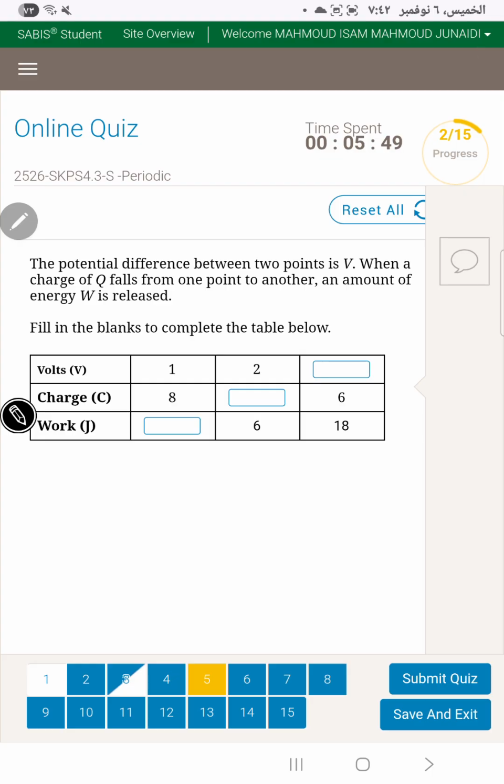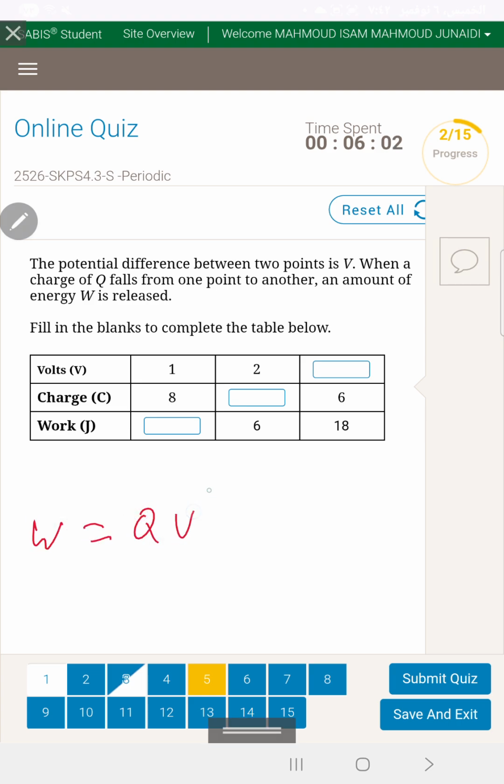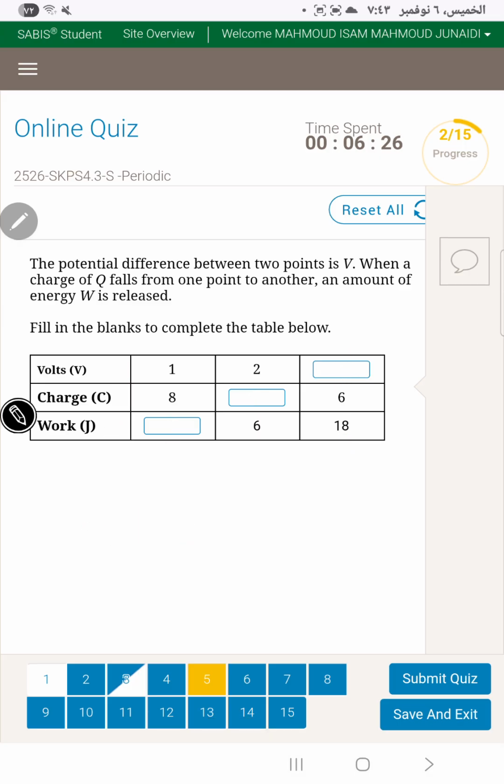Question number 5 now. The potential difference between 2 points is V. When the charge Q falls from one point to another, an amount of energy W is released. So here you have to use the same formula. W is equal to QV. Remember, this is Q and this is V and this is W. So 1 times 8 is 8. Here you have 8. 2 times what number do I get 6? 3. 2 times what number do I get 18? 3. And that is the answer for question number 5.